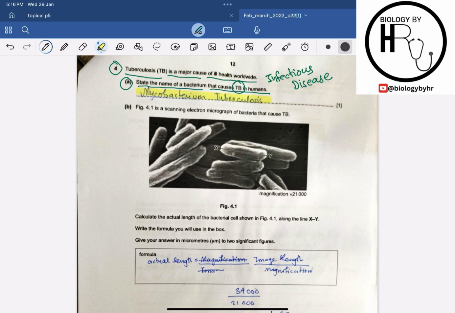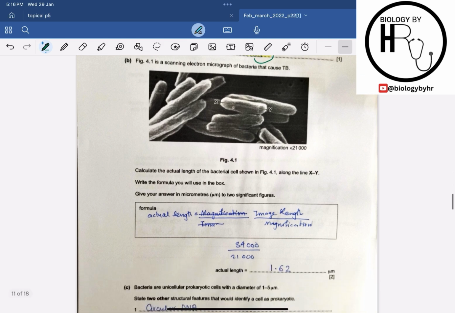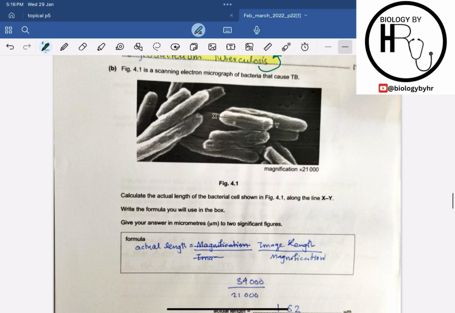Alright, this is a bacteria, right? This is a bacteria, Mycobacterium tuberculosis, which causes TB in humans. It is the cause of the infectious disease tuberculosis, right? Now in part B, they are saying that figure 4.1 is a scanning electron micrograph of bacteria that causes TB. Its magnification is given to us.